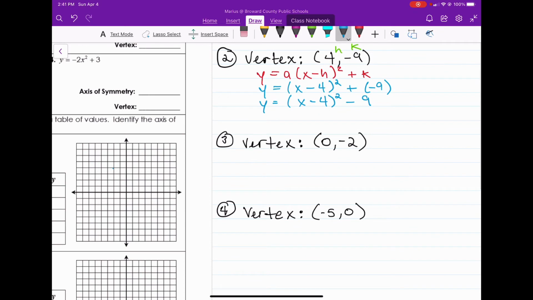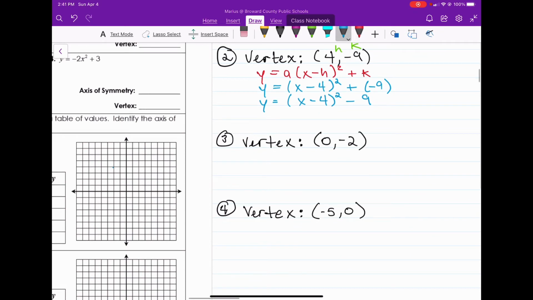What about if one of the coordinates is 0 for the vertex? So let's take a look at that. This is h, that's k. Let's write out the vertex form. That's a times the group of x minus h squared plus k, and we're going to rewrite it. So that's y equals x minus 0 squared minus 2, but x minus 0 is just x, so this is really just going to be y equals x squared minus 2. Okay, so when h is 0, it's going to just look like y equals x squared minus or plus a number.